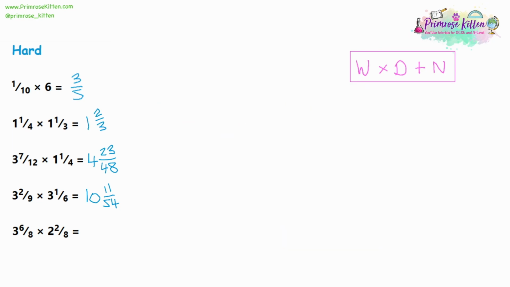Now moving on to question 5, we have 3 and 6/8 multiplied by 2 and 2/8. Now you might be looking at this already and going, oh no, we're going to have these huge numbers again, like the last two questions. So I'm going to show you a little technique you can use to try and keep the numbers under control. So what I'm going to do, before I change these mixed numbers into fractions, we're going to simplify the fractions. Now you can't always do this, but I can with these.